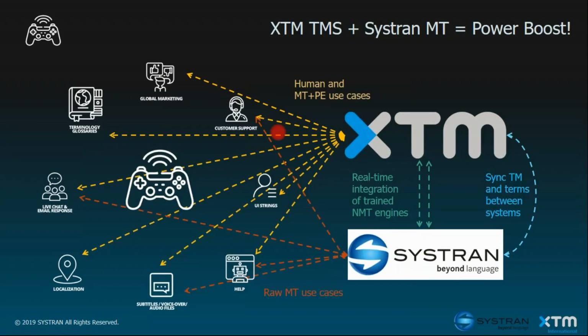So any of your processes where you want to leverage machine translation as a part of, you've got that built in, and it happens in real time and continues training your system. But also, these red lines represent various workflows where it's going to make sense to just use raw MT, perhaps. Not all of your processes may go through XTM.